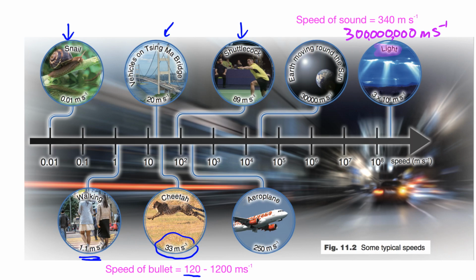Compared to light, we have always heard about sound. But sound is far slower. It's just about 340 meters per second.